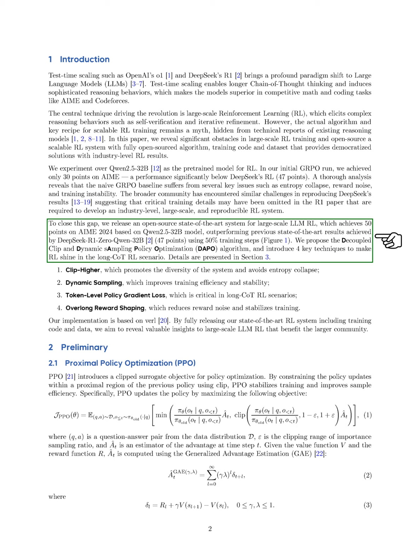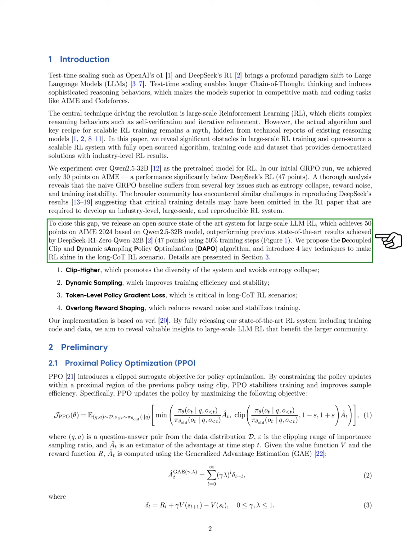To address this gap, we release a state-of-the-art open-source system for large-scale LLM RL, achieving 50 points on AIME 2024 with the Qwen 2.5-32B model, surpassing the previous best of 47 points from DeepSeek-R1-Zero-Qwen-32B while using only 50% of the training steps.